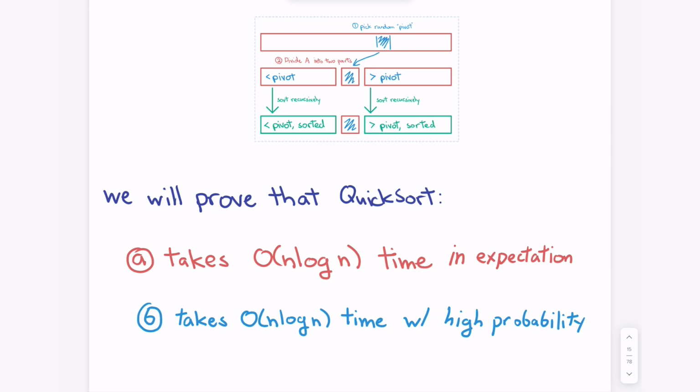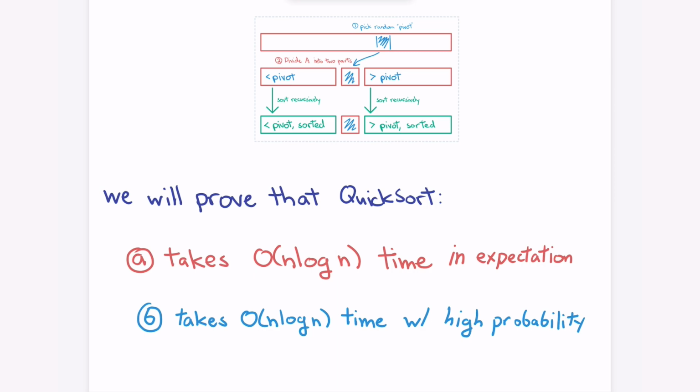And we'll show two things. One, that it's going to match merge sort in expectation, and we'll more precisely define what it means to be an expectation, but it's kind of average running time. And not only that, but it won't actually be hard to show that it'll be at most n log n with really high probability, right?